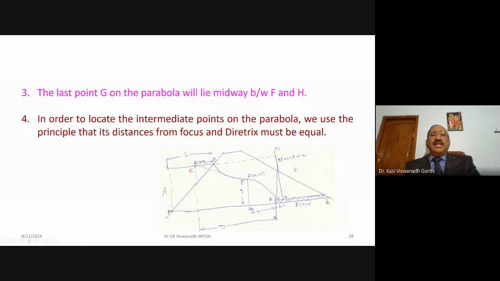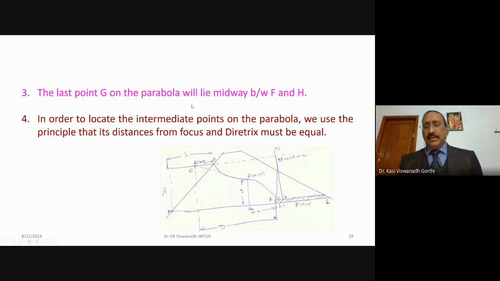So the last point G on the parabola will lie midway between the points F and H. F is the focus for this base parabola, and H is from the directrix. You have got the point H, and you can see here that F and H are both on the same line. The midpoint of F and H is G, and this is the last point of the base parabola.